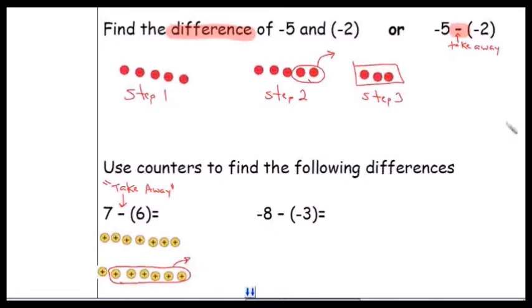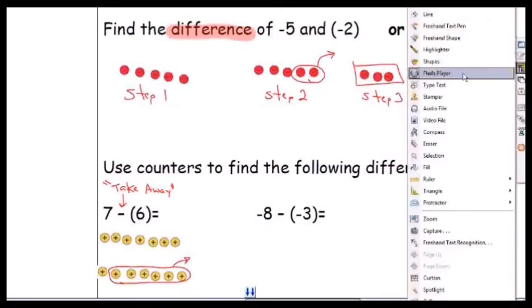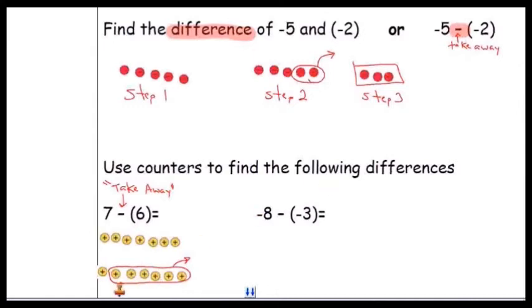Step number 3, draw what you have left. And what do you have left? You only have 1 positive counter left. The final answer is just this positive one right here. That's all it is. So my answer to this problem is 7 minus 6.